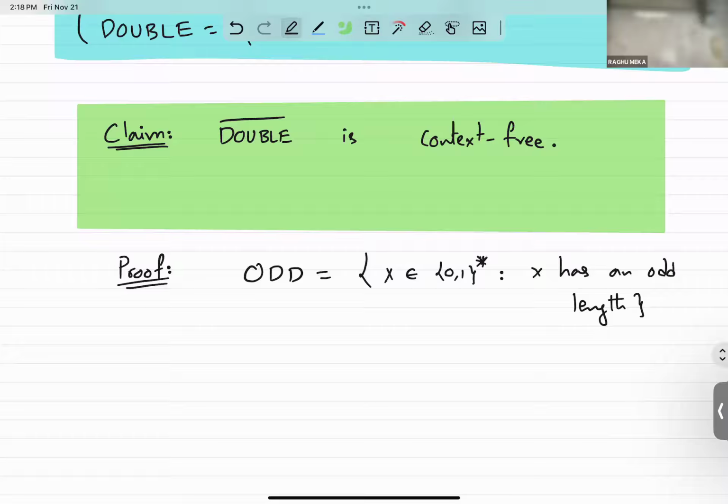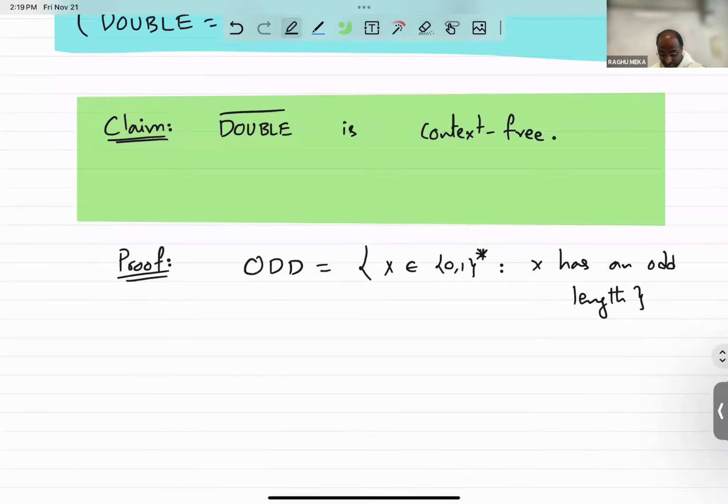Or okay, so suppose I just told you, okay, prove to me that odd is context free. What would you say? Yeah. Like two terminals or two variables, and you generate a one character string first, and then a succession of two character strings. Okay. I think that works.